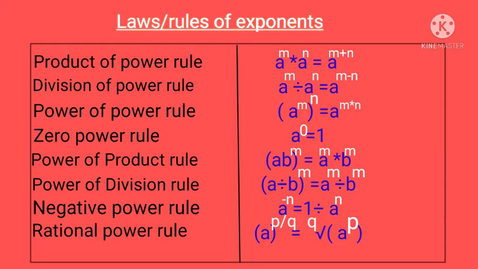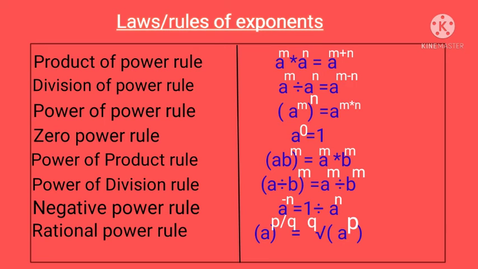The third one is power of power rule. That is, if a power is exponentiated to another power n, then the powers get multiplied. The fourth one is negative power rule. If a base is exponentiated to a negative power, then we can write it as 1 over that base with a positive power. Rule number 5 is zero power rule. That is, any base with the exponent 0 is equal to 1.